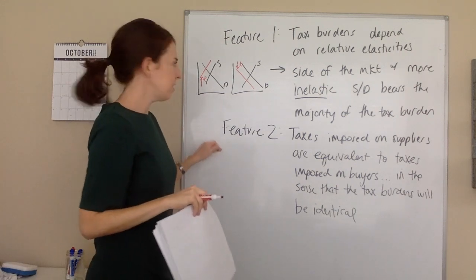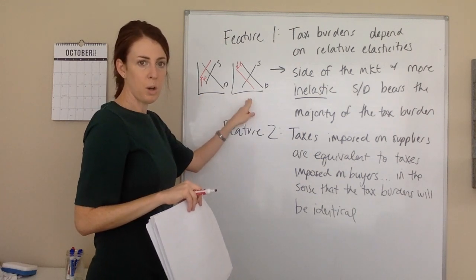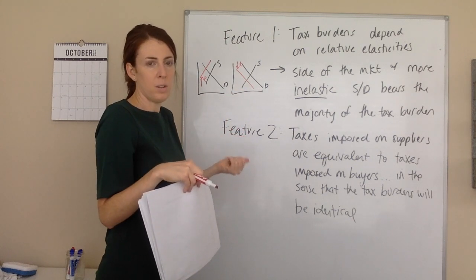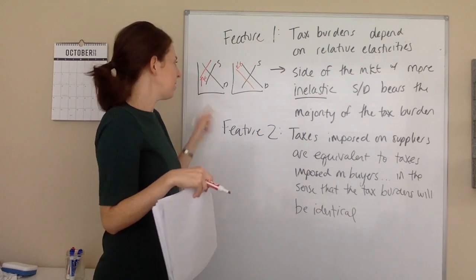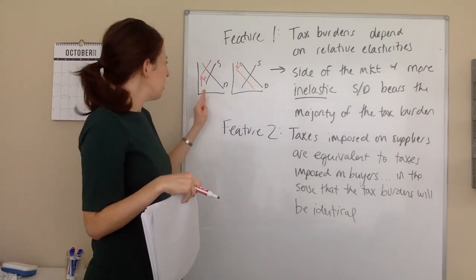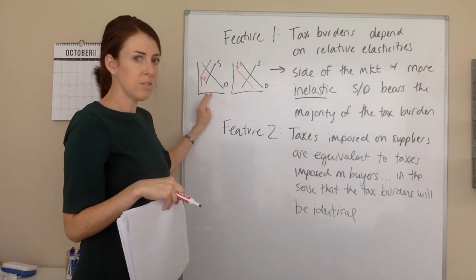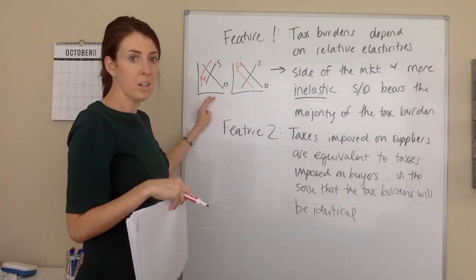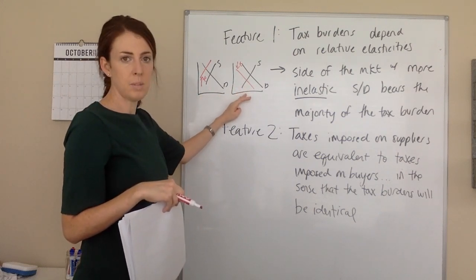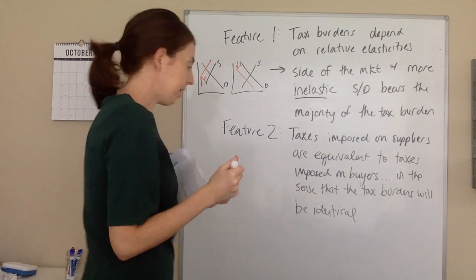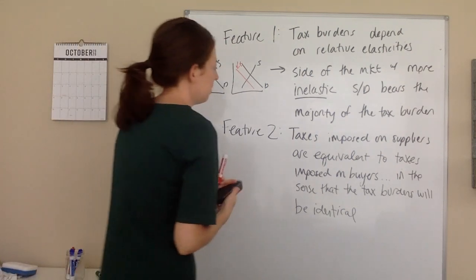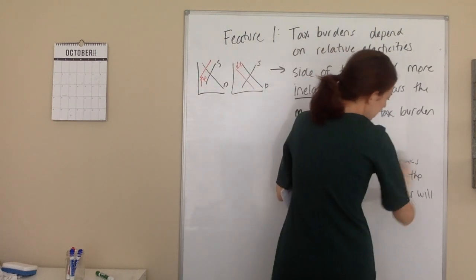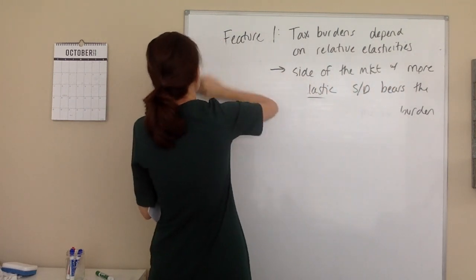So feature 2 is no matter which boat you're on, the relative brunt of the tax that one side of the market has to bear will be the same between these two scenarios. In other words, this scenario doesn't hurt suppliers any more than this scenario hurts suppliers. Similarly, this scenario doesn't hurt buyers or consumers any more than this scenario hurts consumers. Now I'm going to give you a long example so that you can get practice working through the math, and I can prove by demonstration that all the features I've been telling you actually hold.